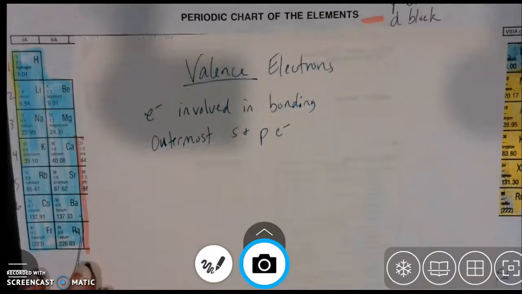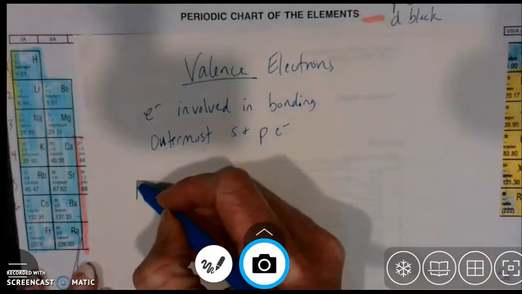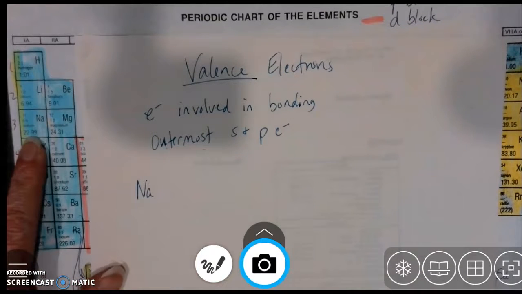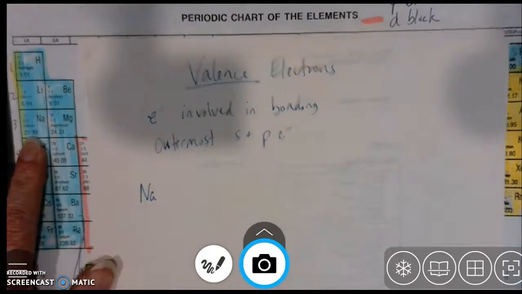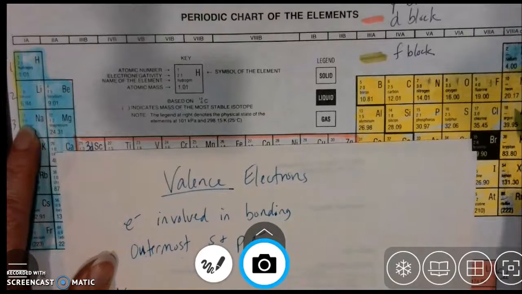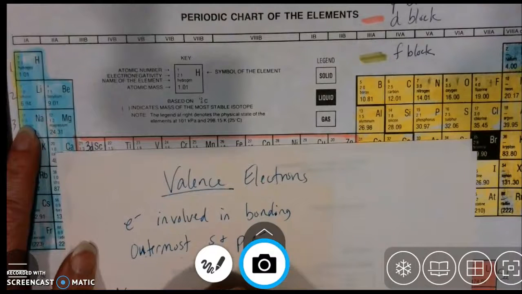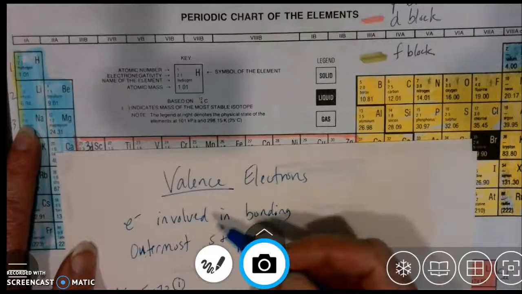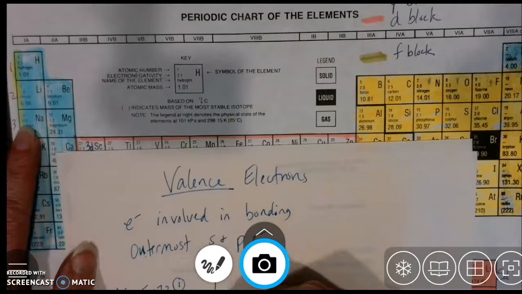We're going to start with sodium as an example. Sodium is here on the periodic table. I'm going to write short forms. Since this is 11, I'm going to go back to neon, and I'm going to do 3s1. This one's pretty easy. It has one outermost electron, so it has one valence electron.